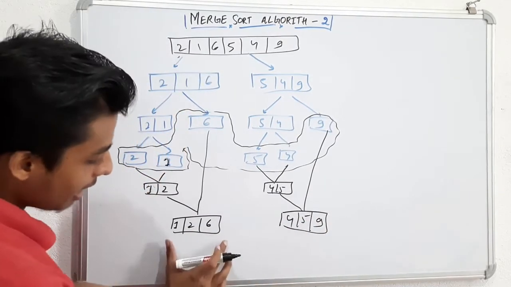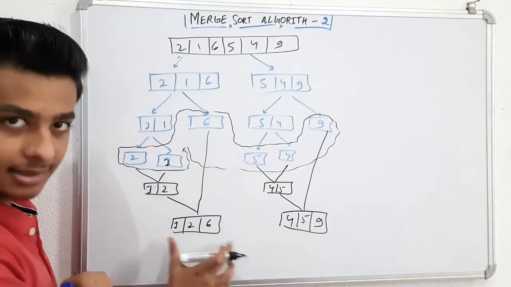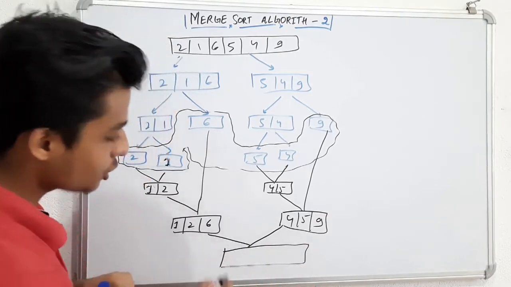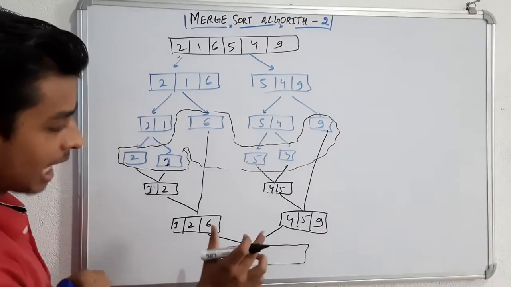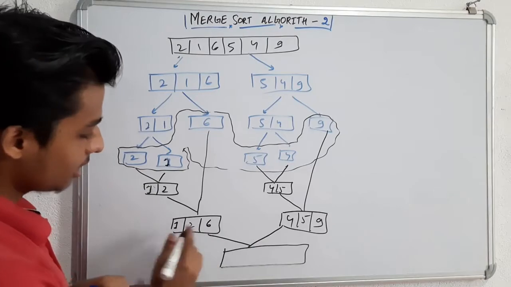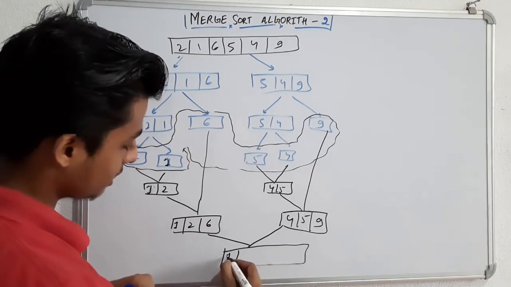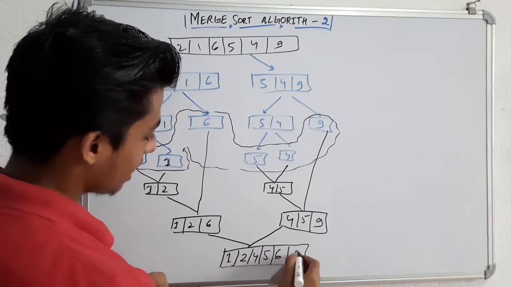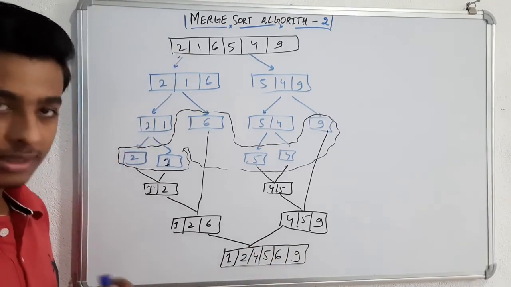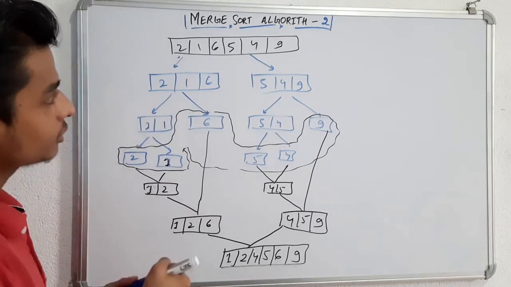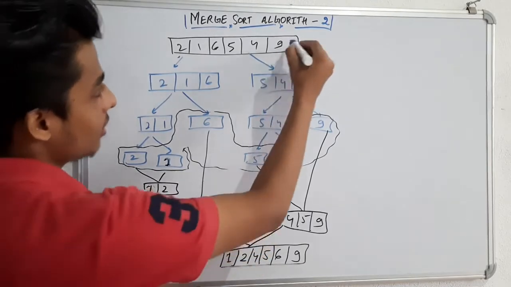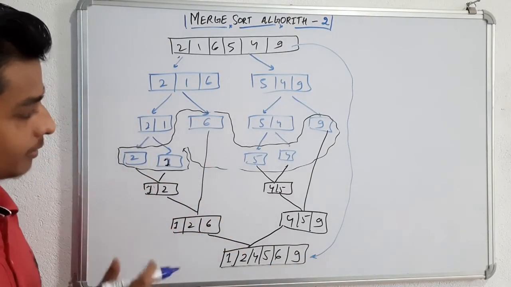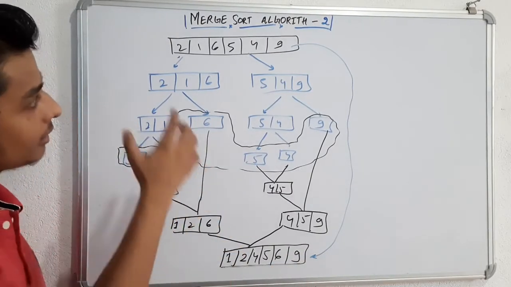Now you have 2 subarrays of size 3. Your final task is to merge these 2 subarrays so that you get the resulting array. If you see, we merge this and get 1, 2, 4, 5, 6 and 9. So this is how we get the sorted array. This is the basic concept of how the algorithm works.